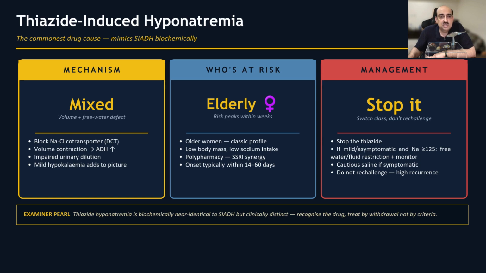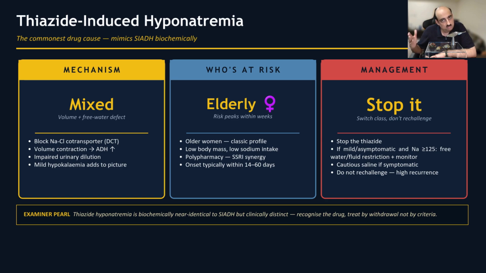The classic presentation is our elderly female patient who is often very slim, with low oral intake and low solute intake, and recently started by the GP or a healthcare provider on a thiazide diuretic, has been on a few other medications, and within two weeks to 2 months just presents with atypical symptoms and falls and confusion, and an incidental diagnosis of hyponatremia on labs done. SSRIs in combination with thiazides carry a particularly high risk of hyponatremia.